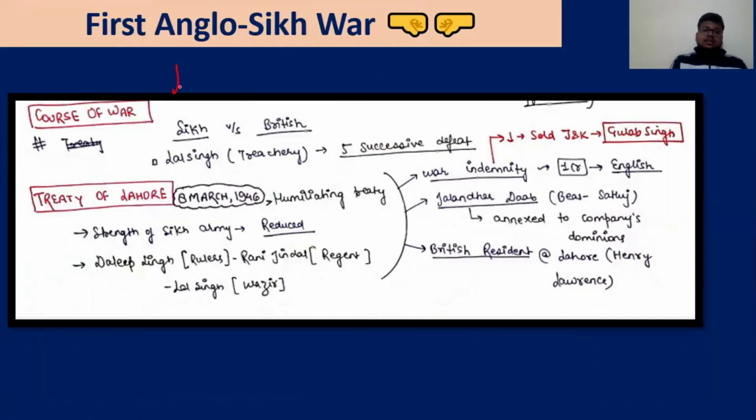Now Lal Singh, who was supposed to be the wazir, committed treachery. And the Sikhs suffered five successive defeats, and hence they had to sign the Treaty of Lahore.